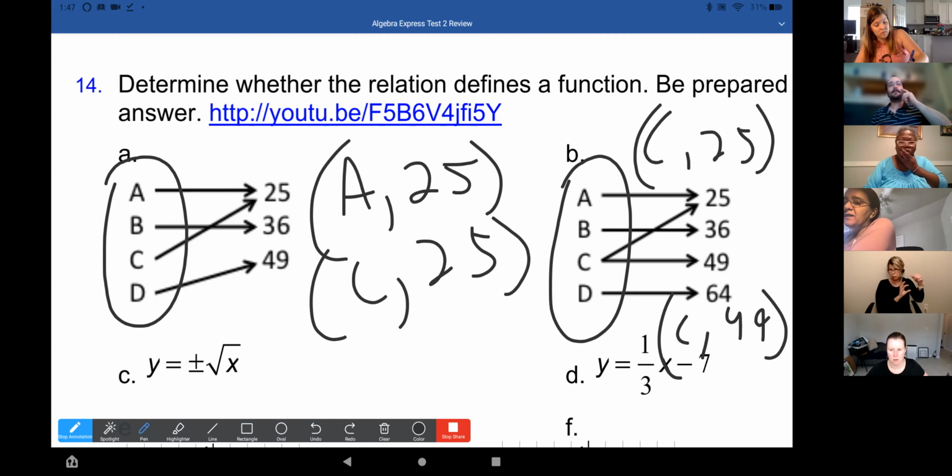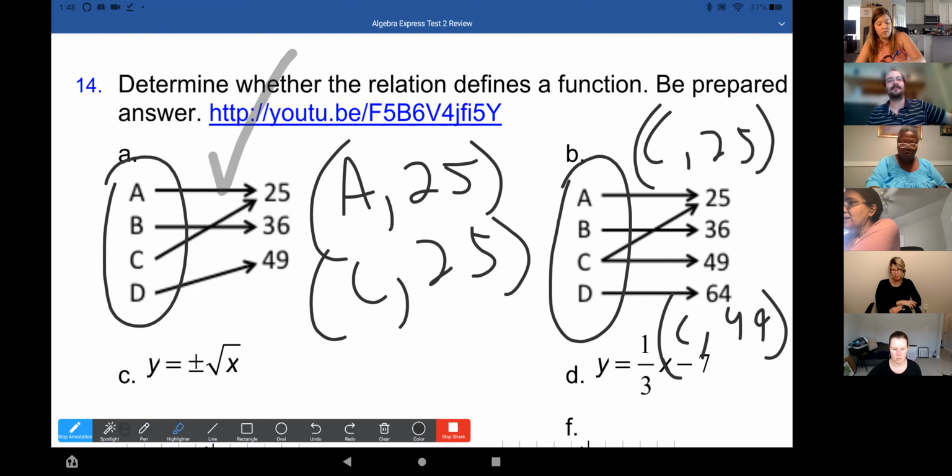It's not a function because of the vertical line: they can't have more than one output for the vertical line. If your input has more than one output, it is not a function. Each input here has exactly one output on this first one, so that one is a function.